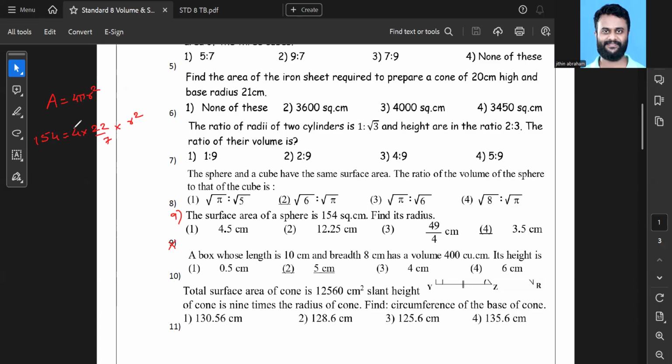Now when I try to cancel, 154 divided by 2 is 77, right? 22 divided by 2 is 11. 11 sevens are 77, so here I have 7. So this 7, I take it up. 7 multiplied by 7, 49 in the numerator, 4 in the denominator is equal to r square. That gives me r is equal to 7 upon 2, because I take square to this side to make it square root. 7 upon 2 is 3.5. And that's option 4.